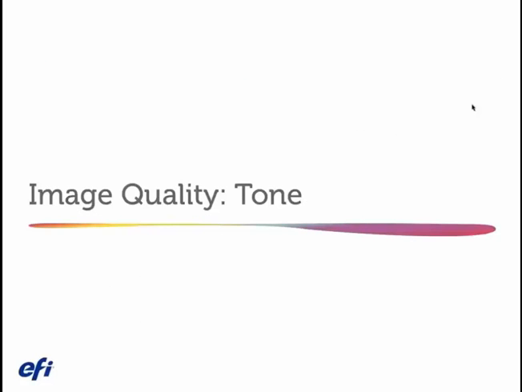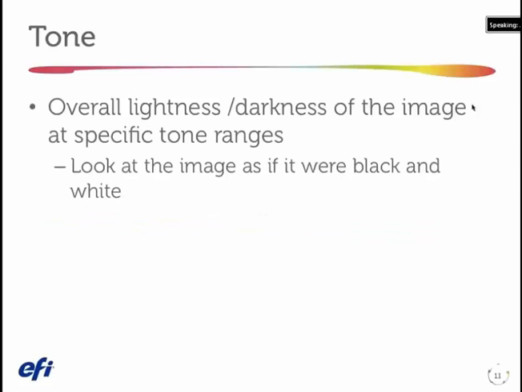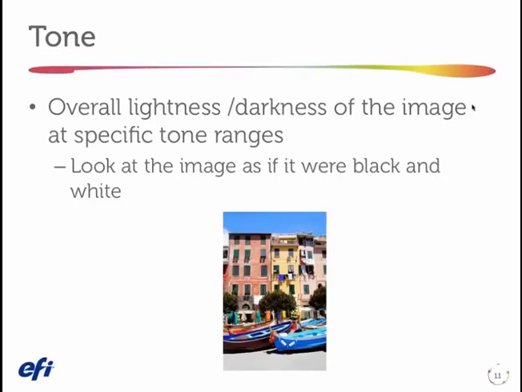So to talk about tone, again, tone refers to the lightness or darkness of the image at specific tone ranges. The easiest way to think about tone is to pretend that the print you're looking at is black and white. Okay? If we get confused and start talking about the reds and the blues and the yellows and what we want to do to all these colors, we've typically missed the first and most critical step in image correction, which is tone adjustment.